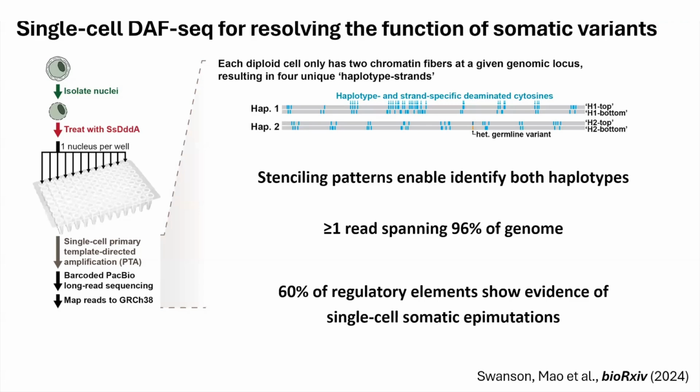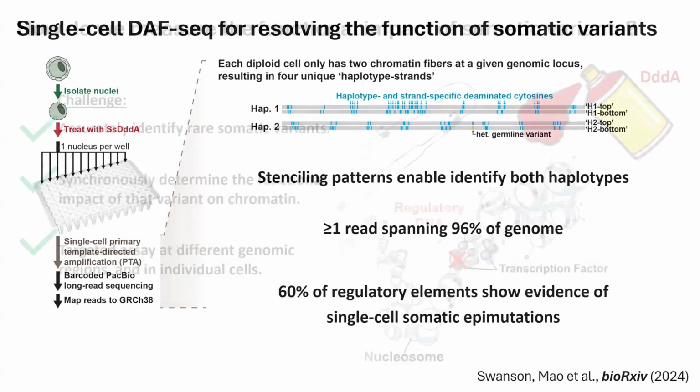outside of what we would expect from standard genetic variation, there is a large amount of epigenetic or chromatin variation that exists between two individual cells, to the point that 60% of the regulatory elements within a given cell actually diverge in terms of their activity between two cells that are otherwise presumably identical. This really means that we are now able to measure an unprecedented amount of somatic epimutations that we previously have not been able to look at using prior technologies, by leveraging single-cell DAF-seq.